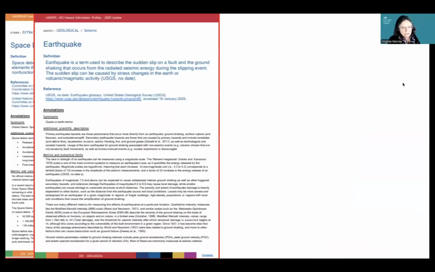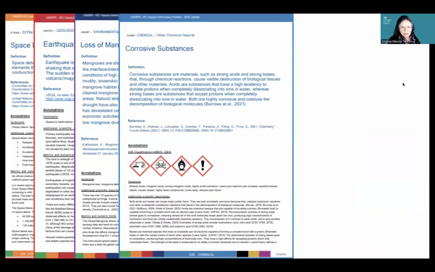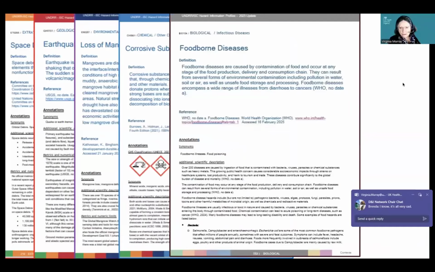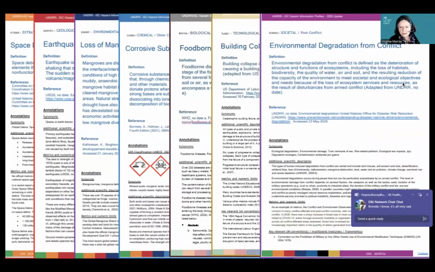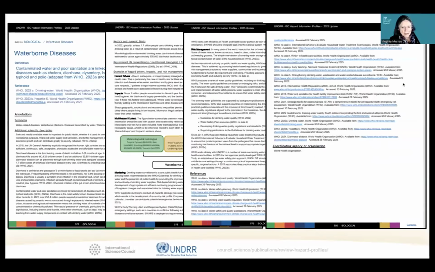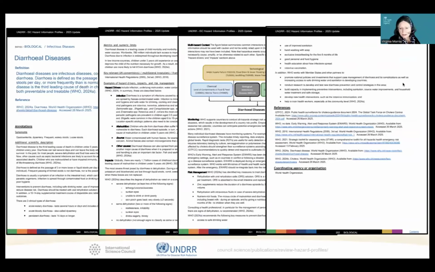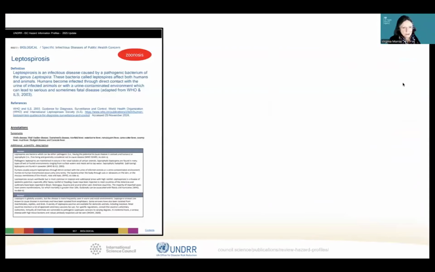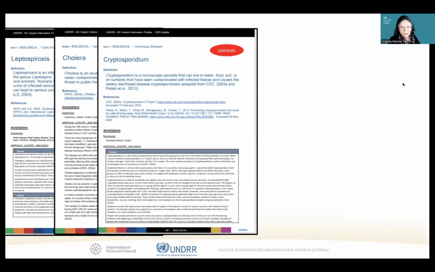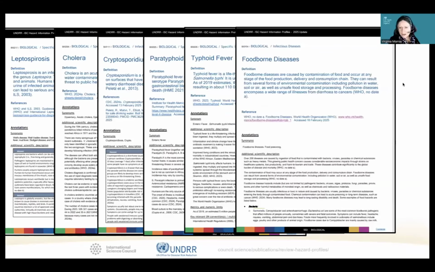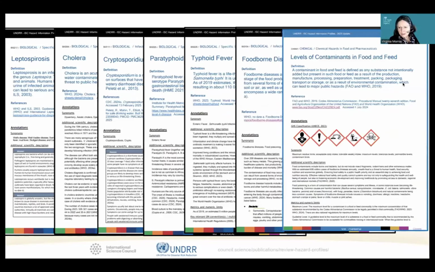So other hazards include space debris, earthquake, loss of mangroves, corrosive substances, foodborne diseases, building collapse, and environmental degradation from conflict. This is the waterborne diseases, so you can see if that would be of help to you. This is the diarrheal diseases. This is leptospirosis, cholera, cryptosporidium, paratyphoid, typhoid, foodborne diseases, levels of contaminant in food and feed.